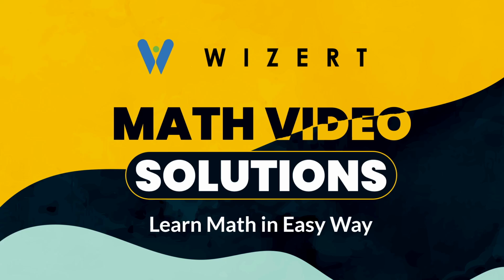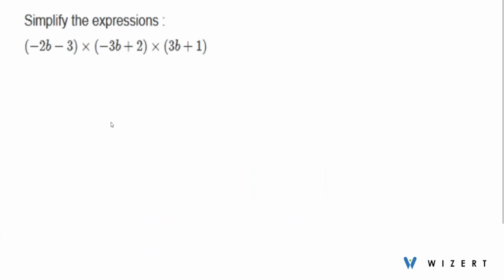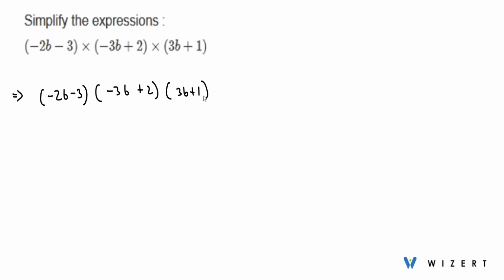So let's begin. According to the question, we have to simplify the expression. Now the expression is given as minus of 2b minus 3 multiplied by minus of 3b plus 2, and then we have minus of multiplied by 3b plus 1. Let's check it. Minus of 2b minus 3, okay, minus of 3b plus 2, okay, and 3b plus 1.